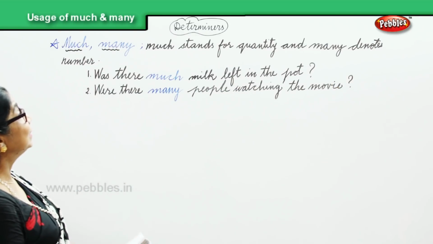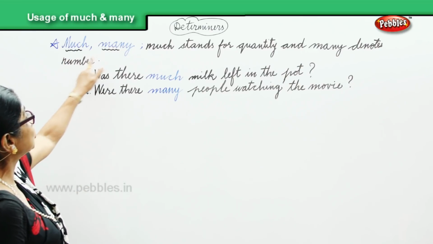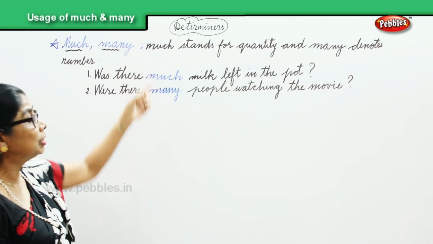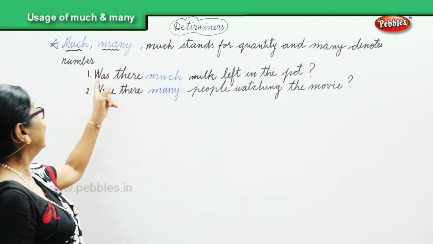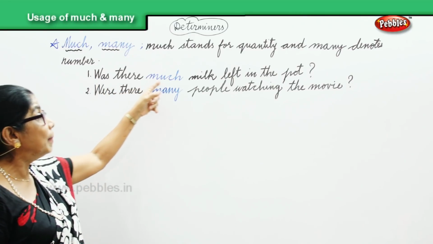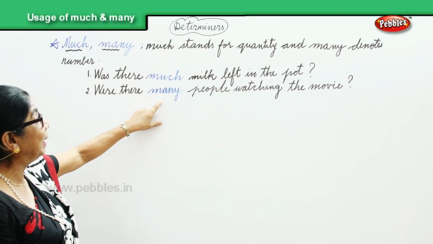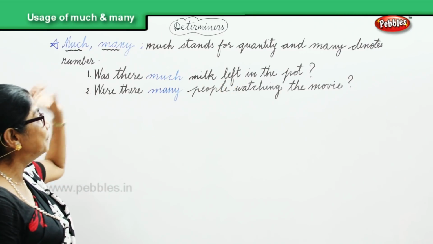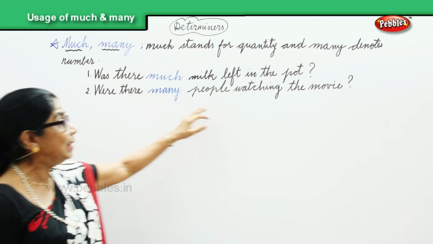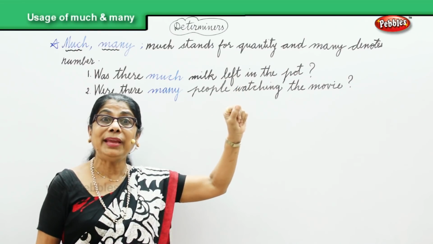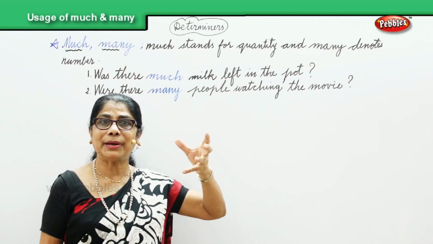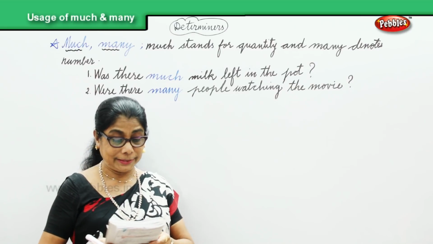We are looking at the determiners much and many. When you say much, we think of quantity. Was there much milk left in the pot? When we talk about many, it denotes the number. Were there many people watching the movie? The number of people we are looking at.